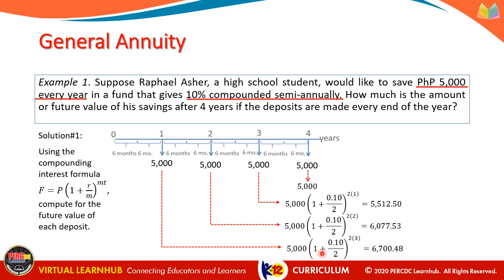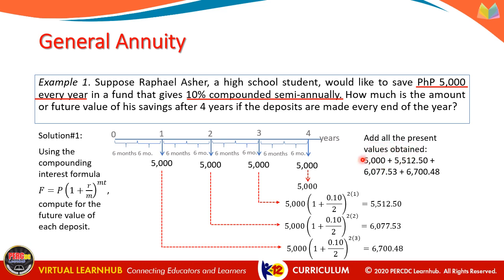And then this 5,000 pesos made at the end of first year has a future value equal to 5,000 times 1 plus 0.10 over 2 raised to 2 times 3. From end of first year to end of fourth year, that is 3 years interval. The total exponent 2 times 3 is equal to 6. That refers to the 6 semi-annuals between end of first year and end of fourth year. Pressing this in our calculator, we should get 6,700.48.